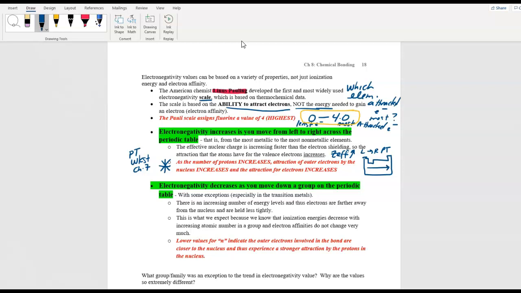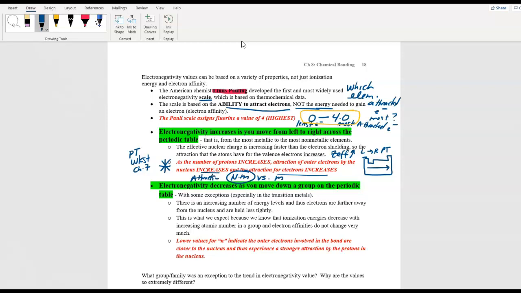So as the number of protons increases left to right, the attraction of the valence electrons increases, and the attraction for electrons increases. The more protons you have, the more attracted the electrons become to the nucleus, and as you gain an electron, it's even more attracted. So nonmetals versus metals are attracted to electrons the most. And it's got to make sense.